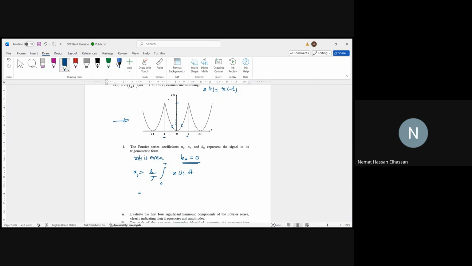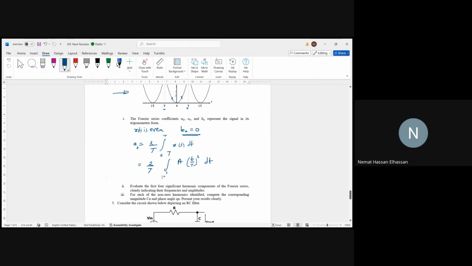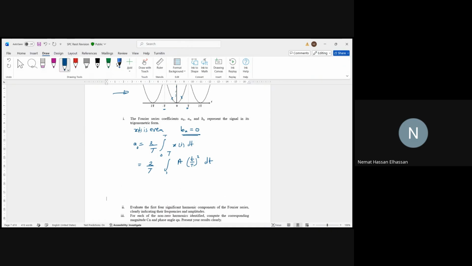Let's assume that the value here is a, based on that value. So let's substitute x of t: 2 over T, the integral from 0 to T, and instead of x of t, I'm going to use the value given in the question, a t over T squared, with respect to t. And then let's do the integral.